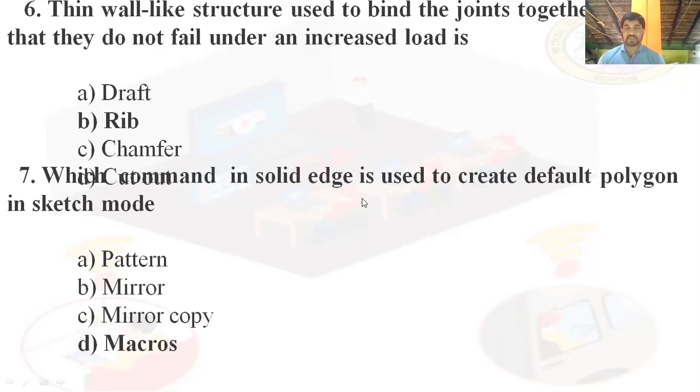Which command in Solid Edge is used to create the default polygon in sketch mode? At the end, we studied macros, where we got an n-sided polygon. We already created default polygons; we just have to enter the number of sides and the required length. So that option is macros. The pattern creates a number of copies of the same feature. Mirror makes a mirror of one created command, and mirror copy is the same. Macros is the correct answer.